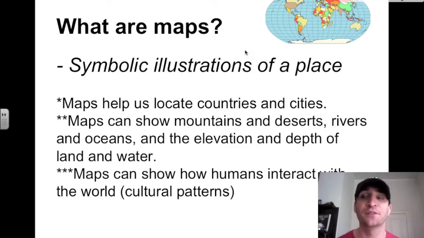What are maps? They are symbolic illustrations of a place. What can maps help us do? First, maps help us locate countries and cities. Second, maps can show mountains and deserts, rivers and oceans, and the elevation and depth of land and water. Third, maps can show how humans interact with the world. In other words, the cultural patterns of our world.